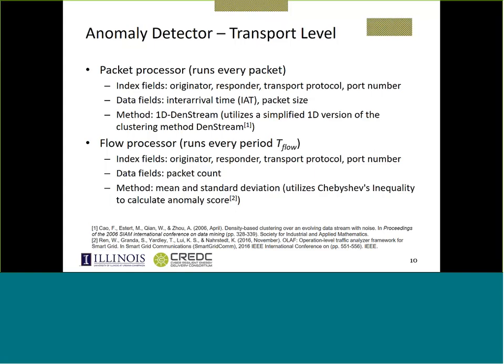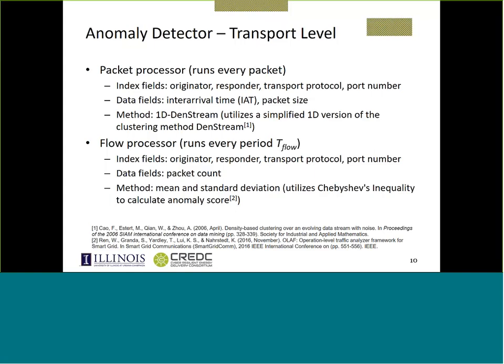And also, there are our data fields, which actually are the data we do anomaly detection on. The data fields for the packet processor include the inter-arrival time of packets and also the packet size. And the data fields for the flow processor are the packet count during that period we actually aggregated. And actually, these 2 processors use different methods for the anomaly detection.